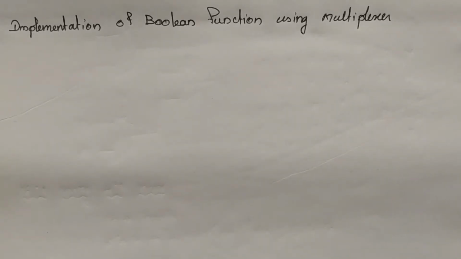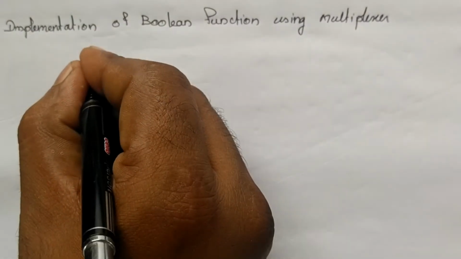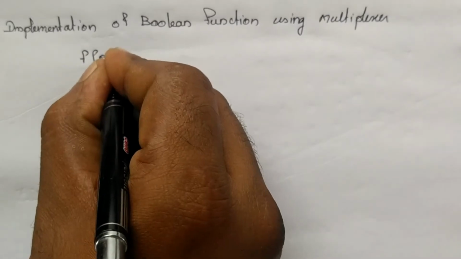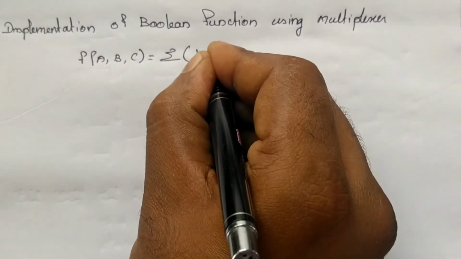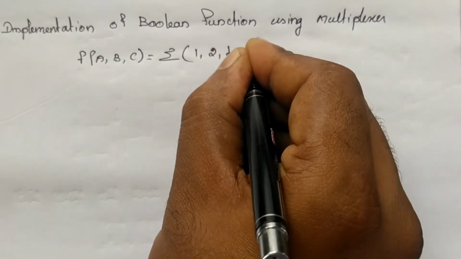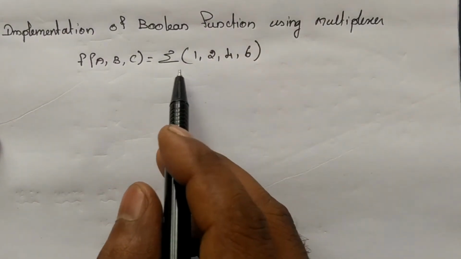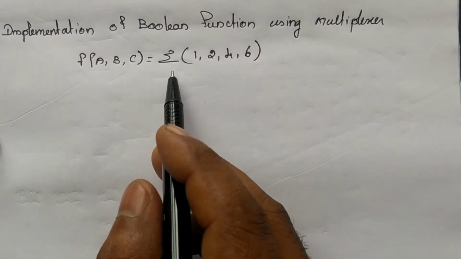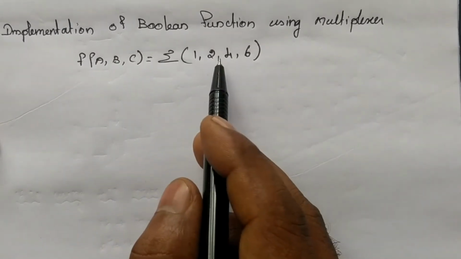Welcome to Easy Learn. In this video we are going to see implementation of Boolean function using multiplexer. For example, consider a function f of a, b, c is equal to summation of 1, 2, 4, 6. Normally, if we implement this minterm expression, first we will go for simplification, then we will go for using basic gates to implement the function.